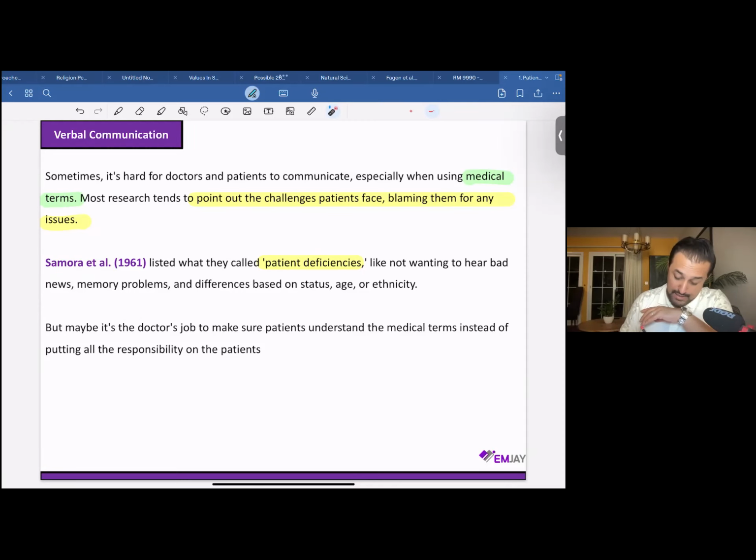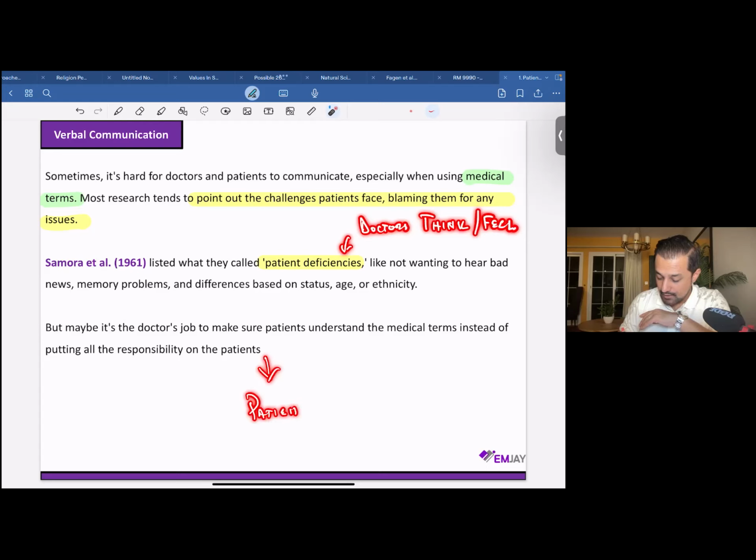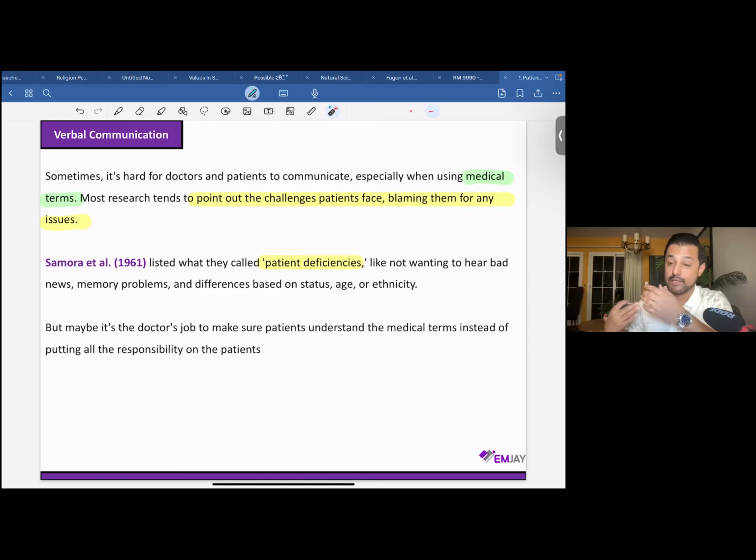But maybe it's the doctor's job to make sure patients understand the medical terms instead of putting all the responsibility on the patients. So this is the doctor's point of view: doctors think or feel that many patients have a deficiency. However, this is when we're taking sides with the patients, and this is when we're talking about doctors putting in efforts in a manner that helps the patient understand or communicate, so that the patient actually understands whatever messages the doctor wants to get across.